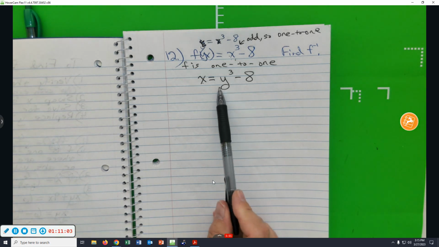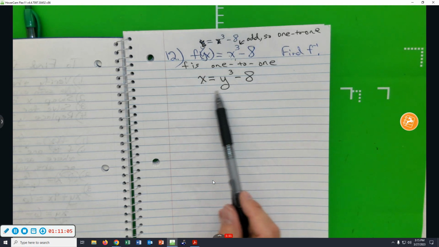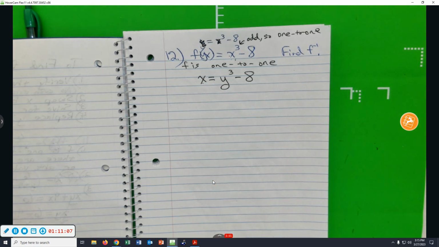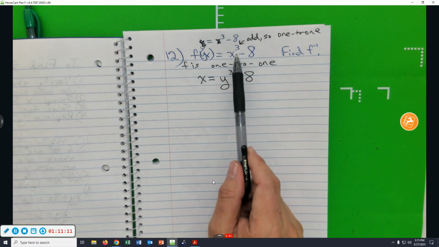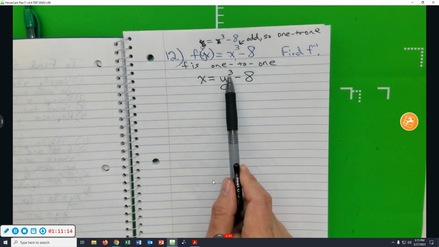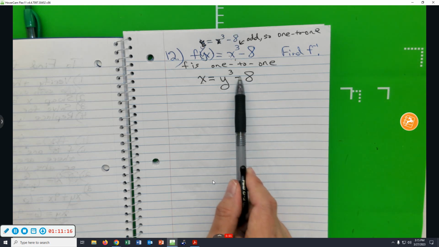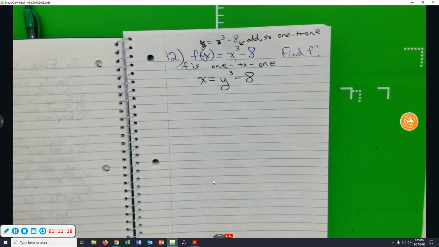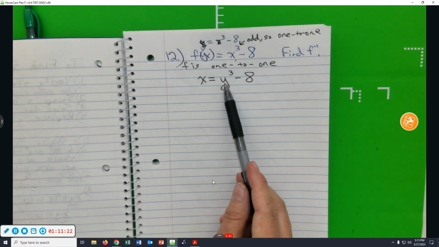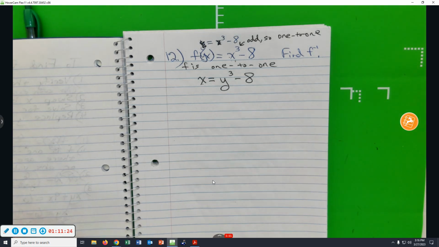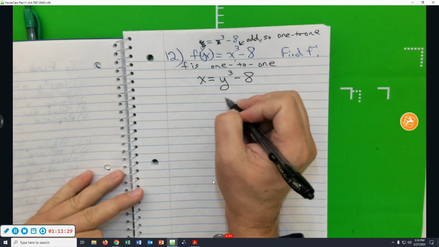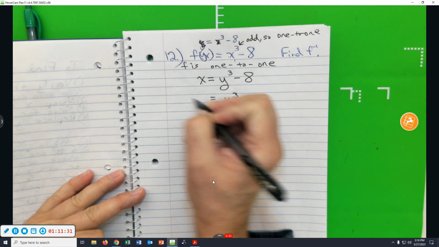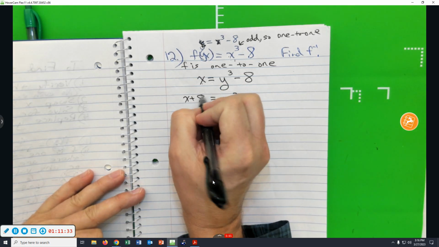We have to solve for y. Well, first of all, any questions on how we're swapping there? F of x became an x, the x became a y, we still had a cube, and that minus 8 stuck there on the right-hand side. We're trying to solve for y. I'd add 8. I'd get that y cubed by itself to give me x plus 8.